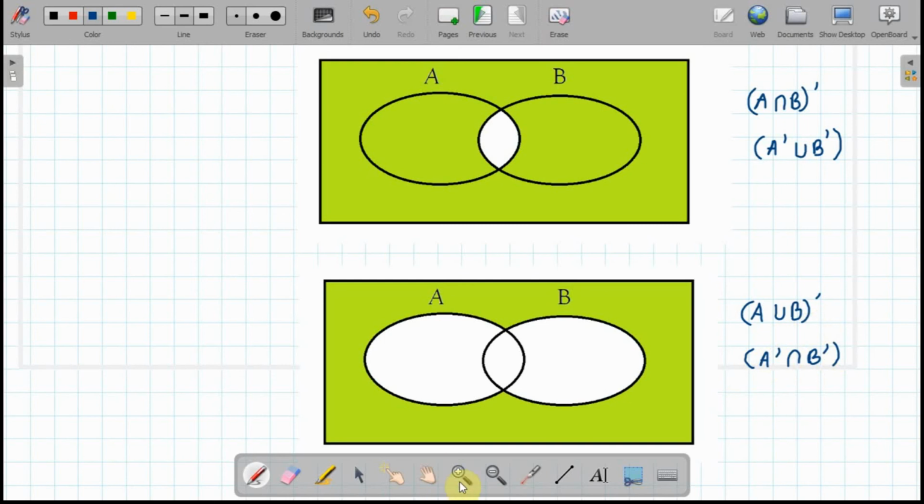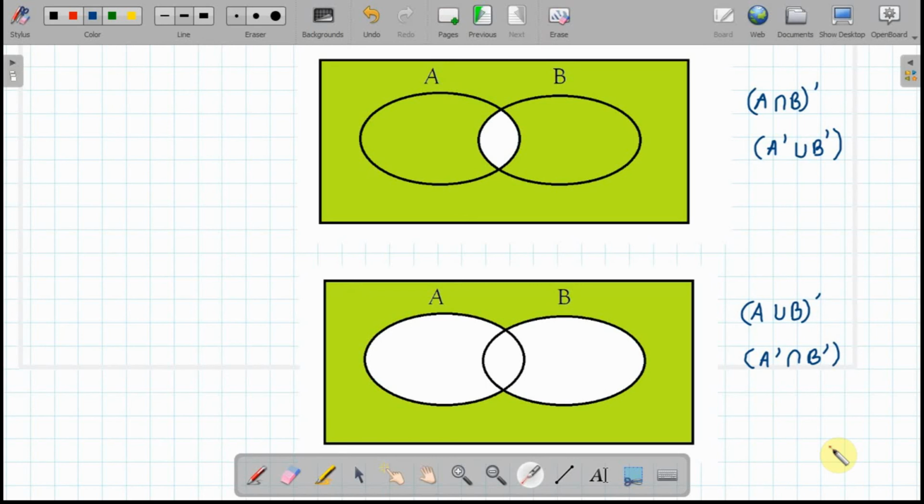So to be part of not A, let me use this pointer again. Okay, not A would be the crescent of B and the outside, and not B would be the crescent of A and the outside. But because you have the intersection, you have to fulfill both of them. So it has to be not A and it has to be not B at the same time. So the only bit that is not A and not B at the same time is the outside.